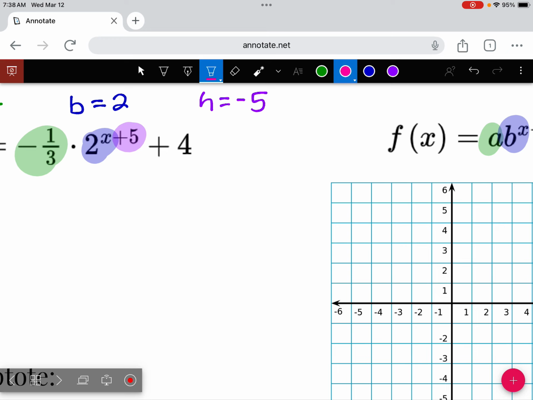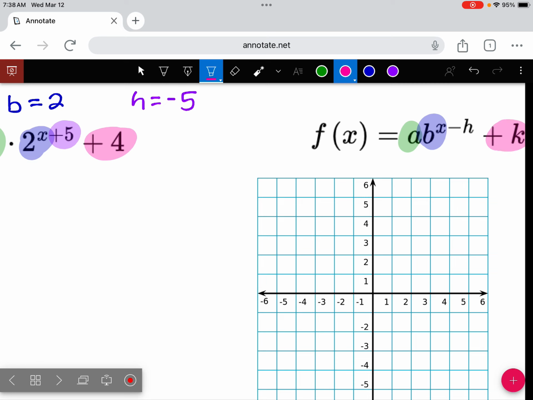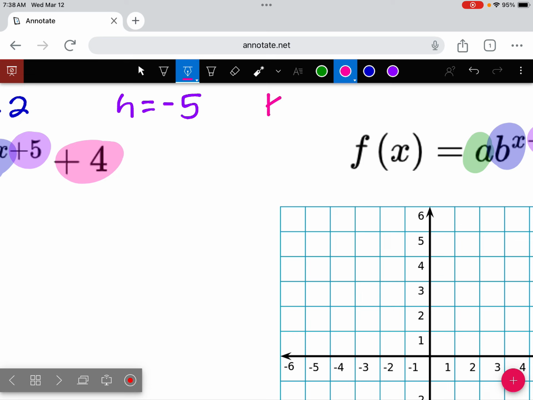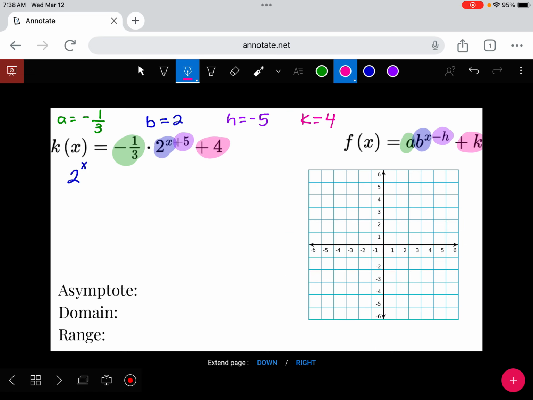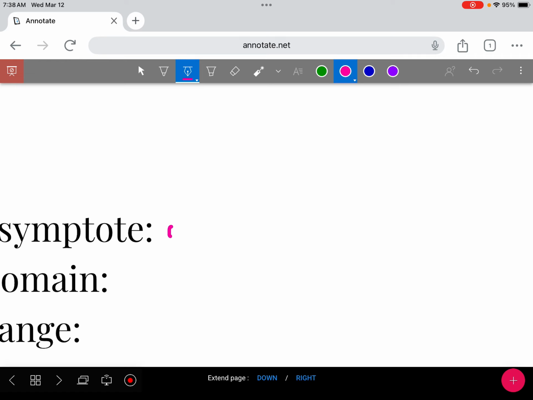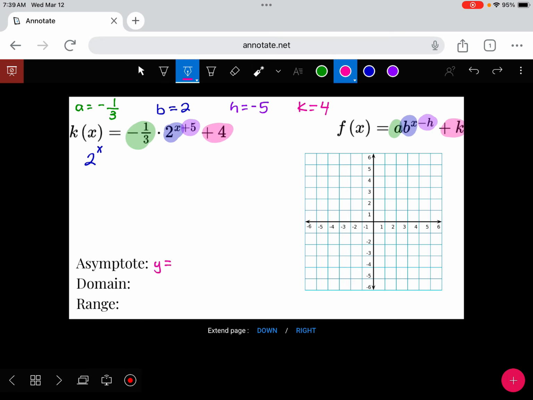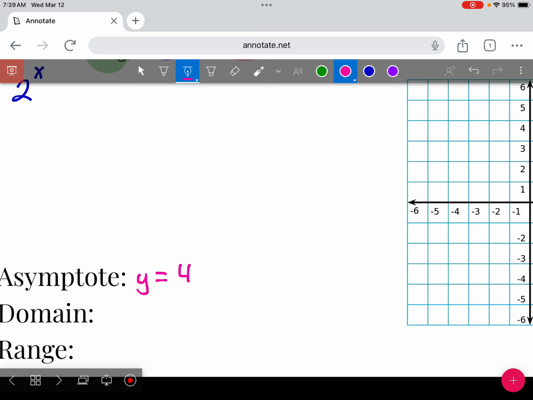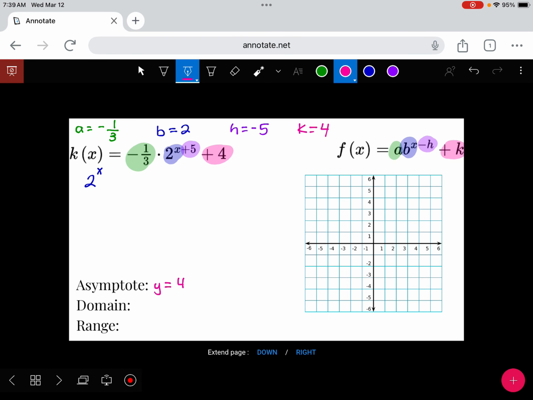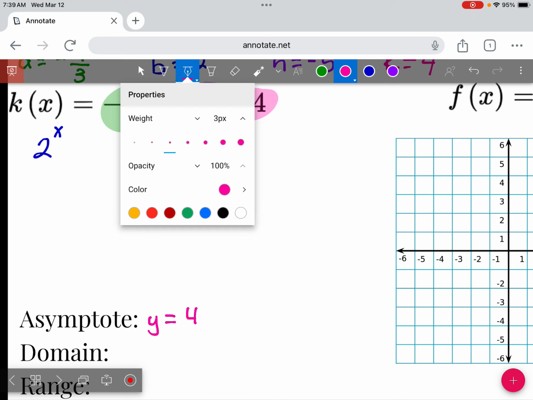Last one. K is 4. So which way is that going to move? Up 4. So my K is 4. So I could write at this point, on my transformed function, we're going to have our asymptote at y equals K, or in this case, y equals 4. I'm not going to draw it in yet because we want to graph our parent function, and I don't want us to get confused on the asymptote. But we know it right there.